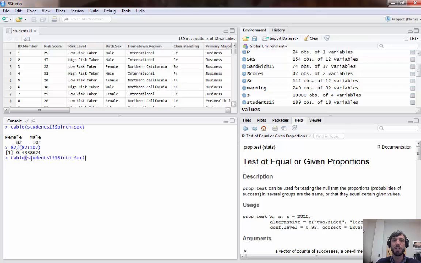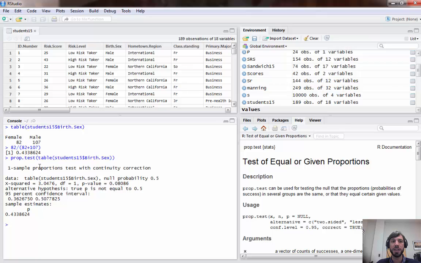Now in RStudio, the command for executing a confidence interval for a proportion is prop.test. And you can execute it with this single argument of a table that gives the counts of the two different binary options.